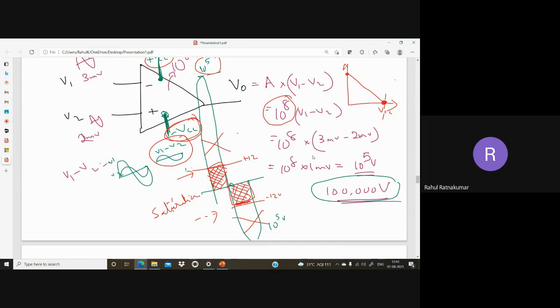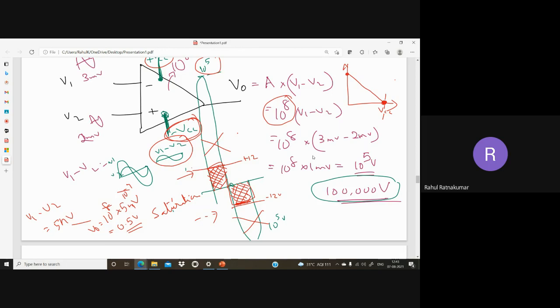Maybe the input is in nanovolts. Say V1 minus V2 is 5 nanovolt. Then the output is Vout equal to 10 raised to 8 into 5 nanovolt. Let's see if it is possible to represent this. Nano means 10 raised to minus 9, right? With minus 9 and this 8, we get 0.5. Oh, now it is possible. This 0.5 volt can be shown in the output because the input is so small. Instead of milli, I'm showing you 5 nanovolt.